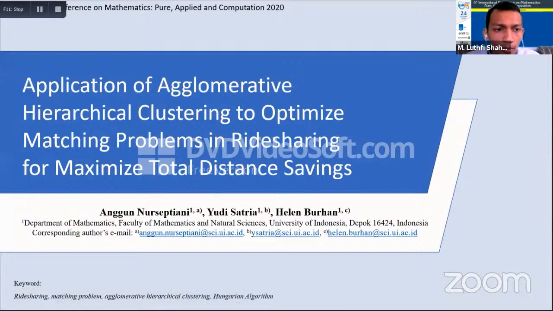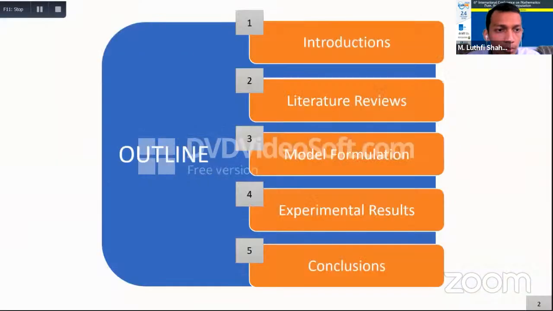In the first part, we will discuss traffic jam, including its causes, effects, alternative approaches, and the reason why we have to apply a ride sharing model. In the next part, we are going to talk about ride sharing and agglomerative hierarchical clustering. In the third part, we will discuss the matching problem model, the definition of distance savings, and the process of determining matches that will do a ride sharing trip. For the next part, we have the results of our experiment, and the last part is the conclusion.